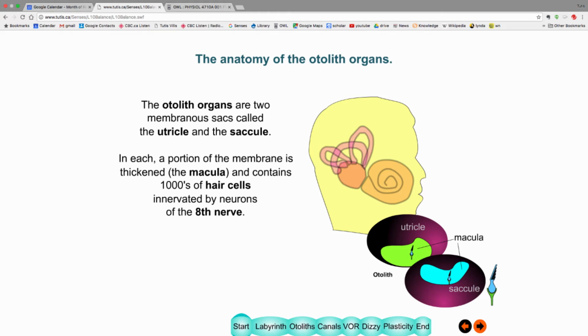Now, inside the otoliths, you've got two sacs, like eggs. One's called the utricle, and the other is called the saccule. And on the inside of this sac, you've got a widening. It's thicker in these points. That's called the macula. And on those maculae, you have hair cells growing into the inside of the sac. And there's thousands of these hair cells pointing to all kinds of directions. And like in hearing, they're connected to the eighth nerve.